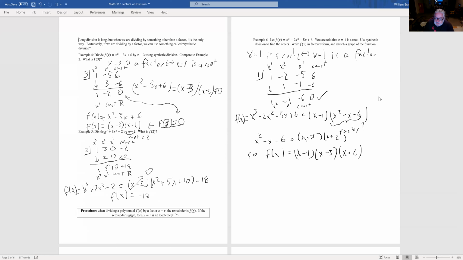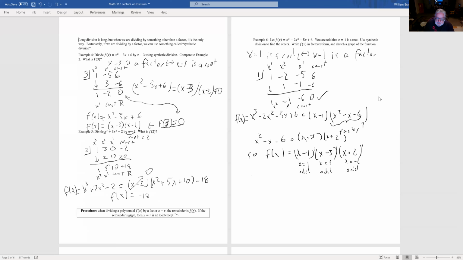Can we graph it? Well, we've got 3 x-intercepts. x equals 1. That's an odd multiplicity, so we'll go through. x equals 3 is an x-intercept. That's an odd multiplicity, so the graph goes through. x equals minus 2 is odd multiplicity because all of these are power 1, right? So the graph will go through at those terms.